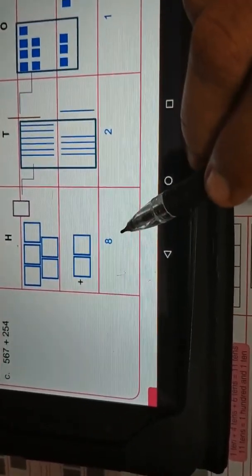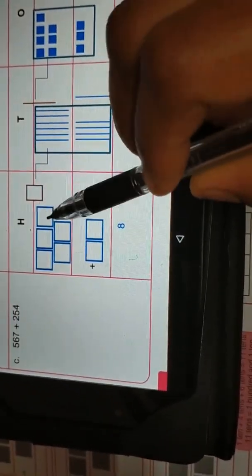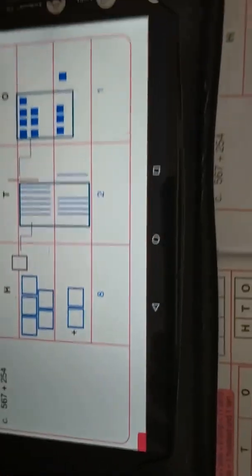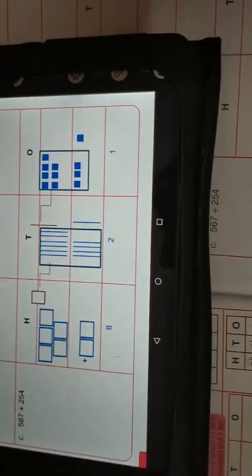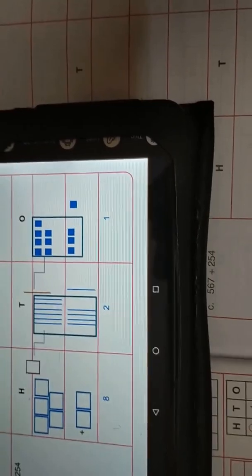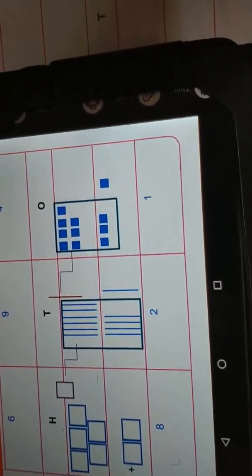So we have to write here 1, 2, 3, 4, 5, 6, 7, 8. So we have to write here 8. So the answer is 821. 567 plus 254, the answer is 821. Now students, I'll give you 1 minute. You have to complete your work.